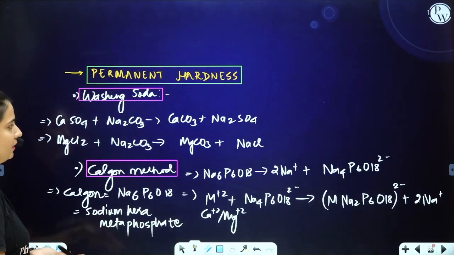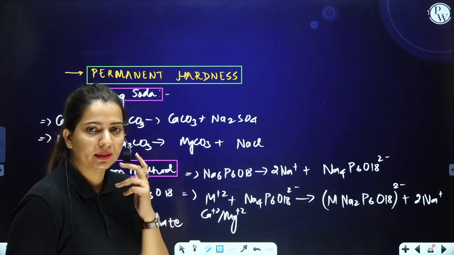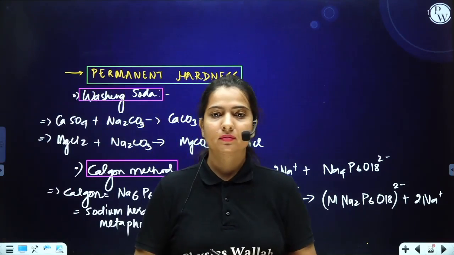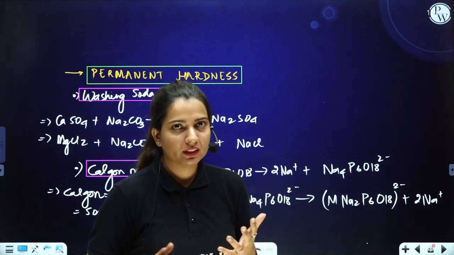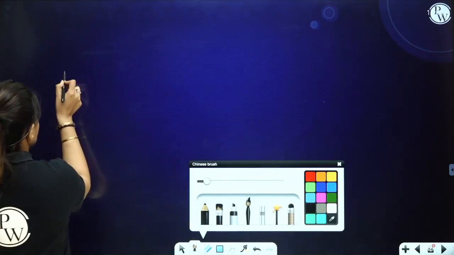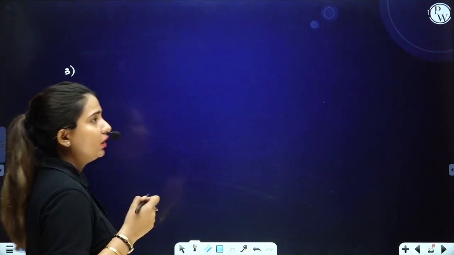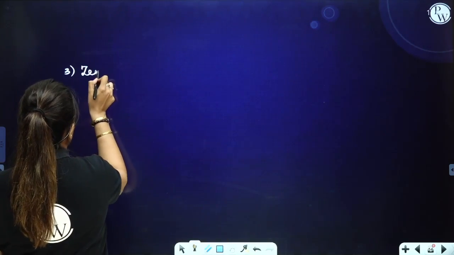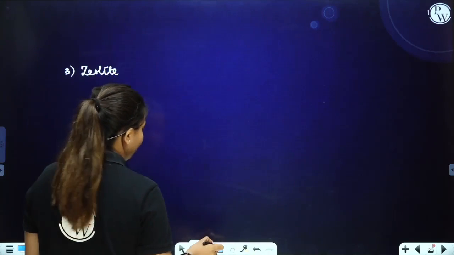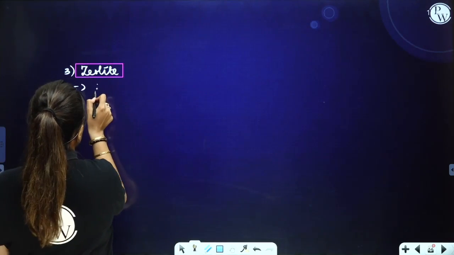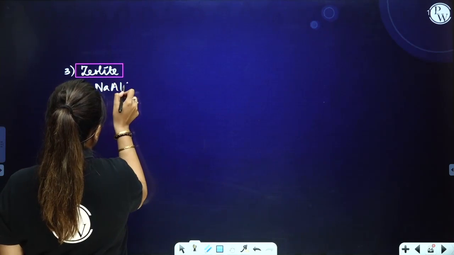Now let's move towards the further methods for the removal of permanent hardness. The third method which we can use for the removal of permanent hardness is the zeolite method. We can also use a zeolite for the removal of the permanent hardness of the water. We take sodium aluminium silicate.